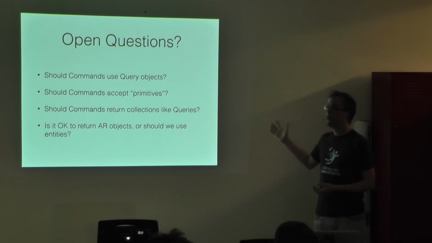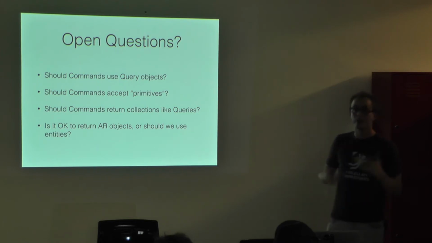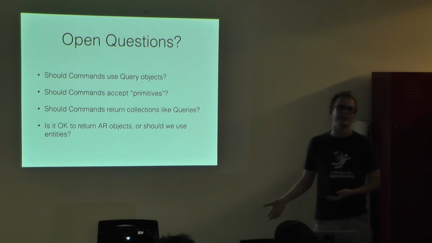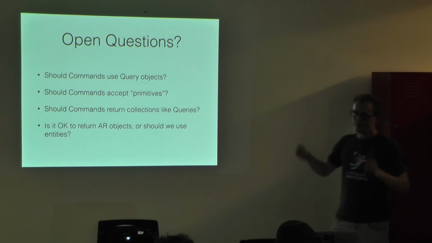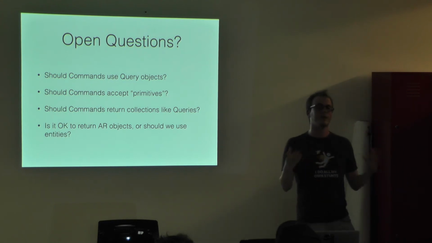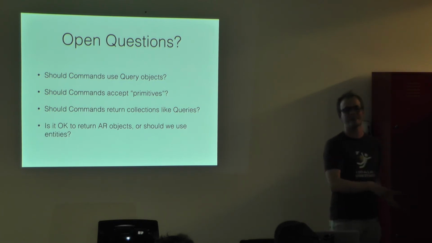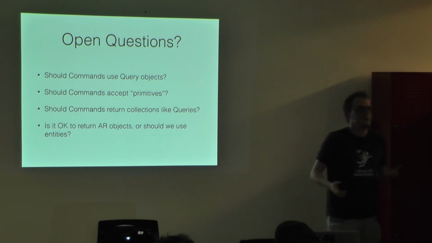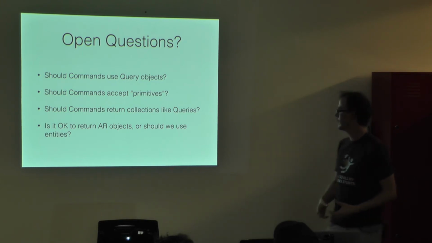So we still have some open questions, things that we don't really know what to do. Should our commands use our query objects internally? Because they write to the store, so why can't they directly read from the store? Should our commands accept primitives? At this point, when you build a command, when you give it the parameters, for instance, the current user, you have to pass it the object user. It won't accept the user ID. That's something that we're thinking, like maybe the command should be able to turn primitives into the objects it needs.